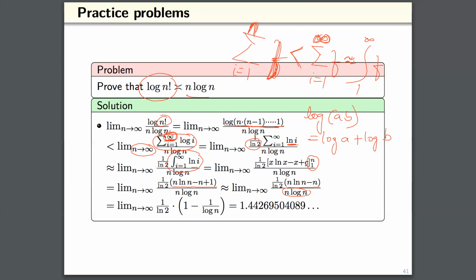Okay, so we don't need infinity here. We can keep n always. See? We can keep n always. That is still the same.